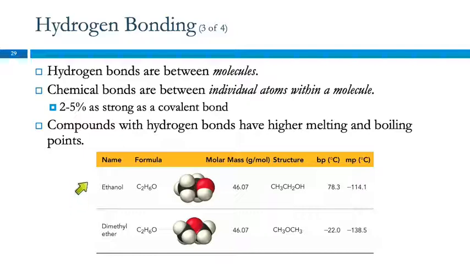So in this table, we're comparing ethanol and dimethyl ether. They have the same molar mass because they have the same chemical formula, but their chemical structures are different. The way the atoms are connected is different.